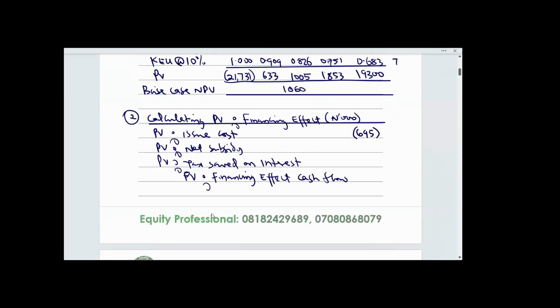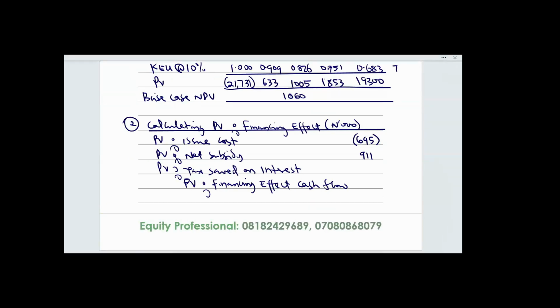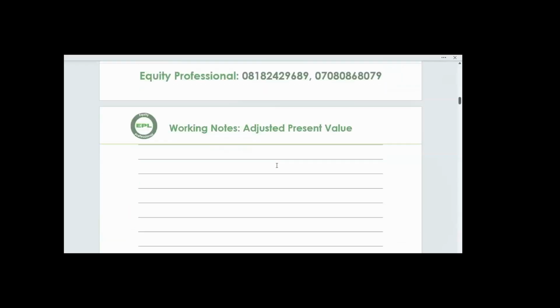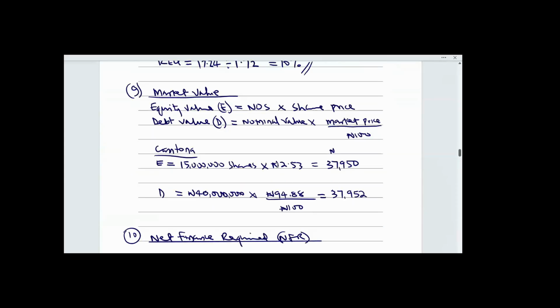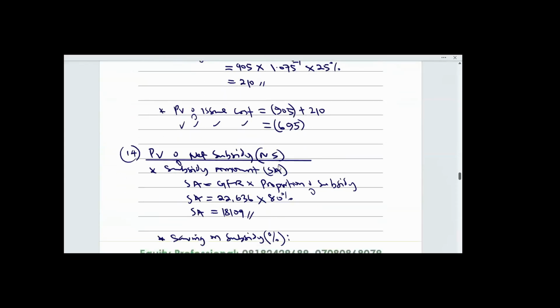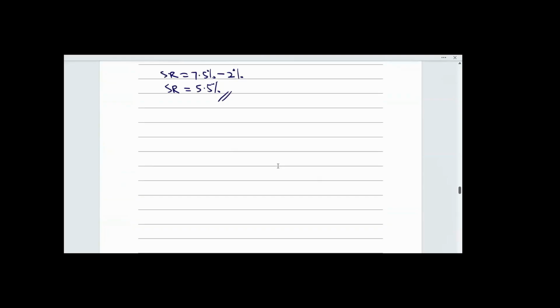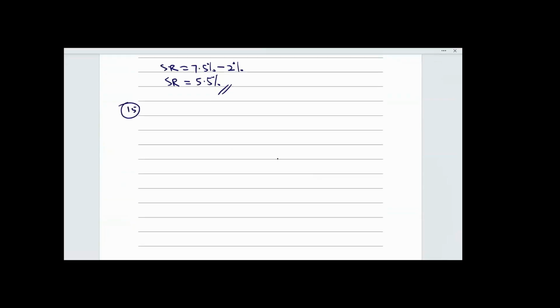Here is 911. The last one is the PV of tax saved on interest. Let's go and work it out. Working number 15, PV of tax saved on interest.